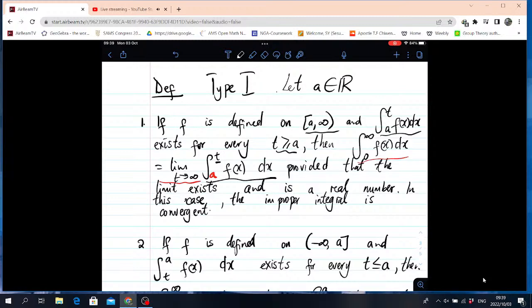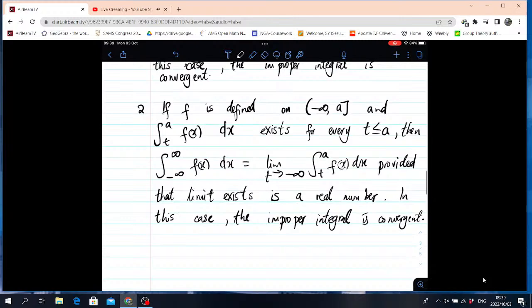So if that limit exists and is a real number, then we say that the improper integral is convergent. So take note that there are two conditions that need to be met. Number 1, the limit exists. Number 2, it is a real number, for us to call it a convergent integral. And then the same applies.